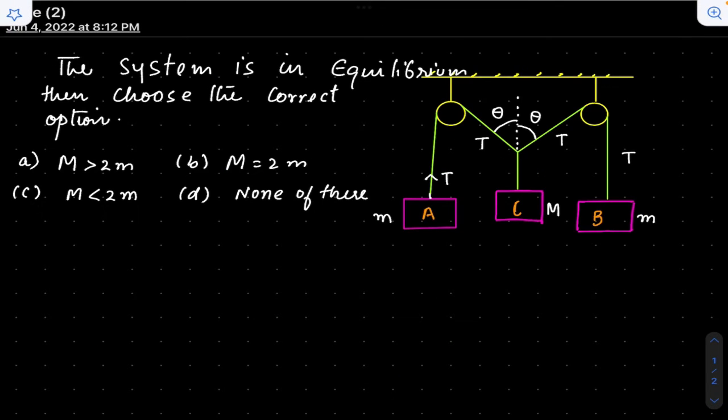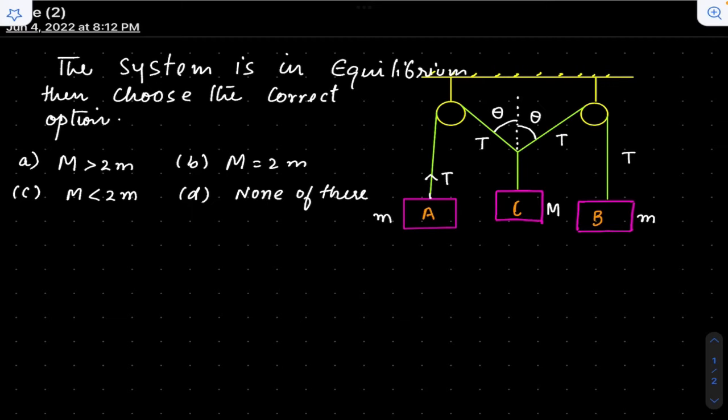In this numerical problem, we have the diagram shown. The system is in equilibrium and we need to choose the correct options. We are given 4 options. Which one is correct? You can see it is a symmetrical diagram across angle theta. We have 3 objects, A and B blocks having equal mass small m, and block C has capital M mass.